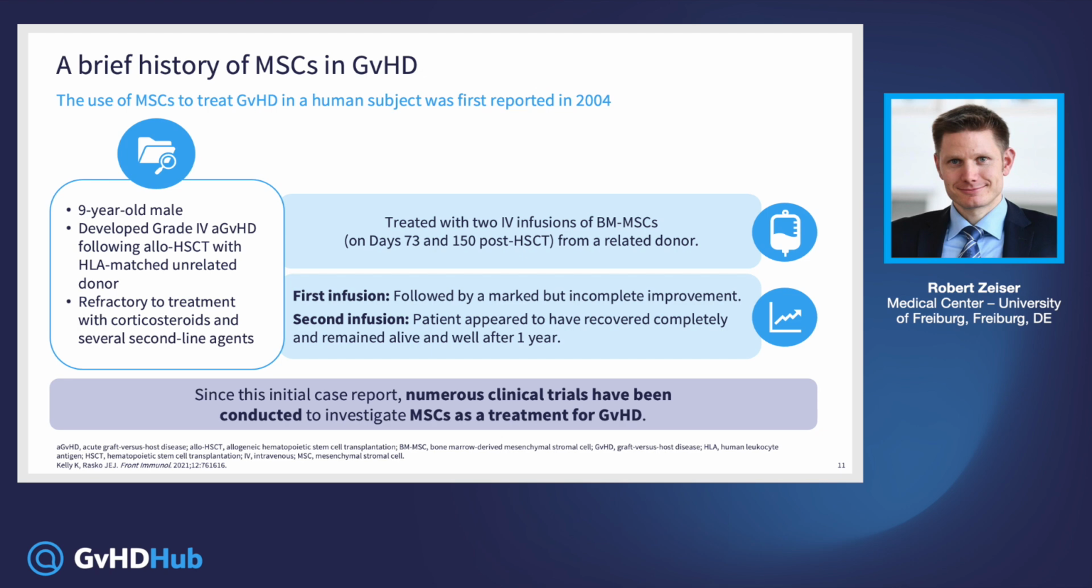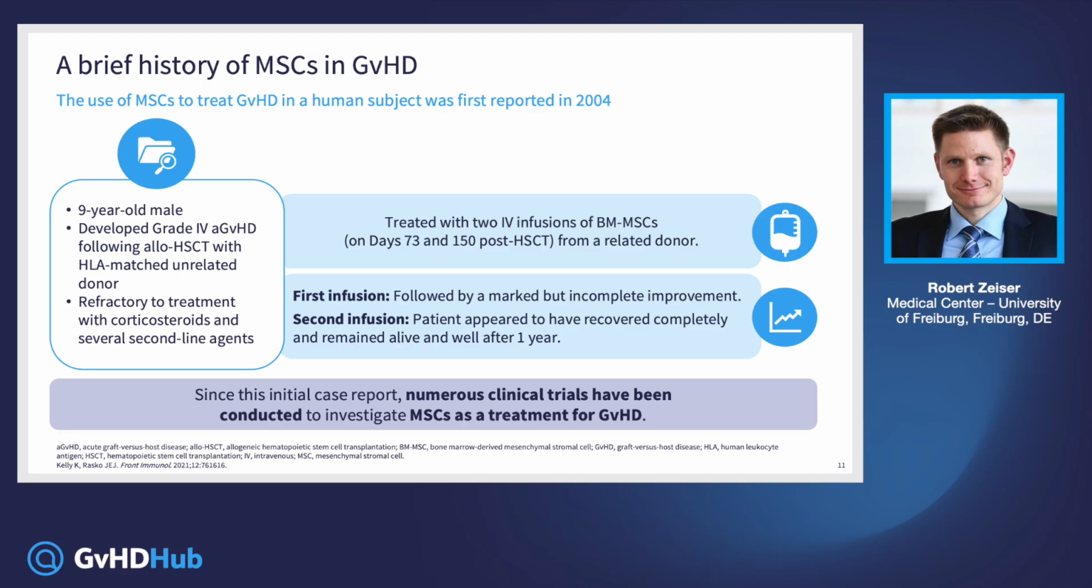This is one case report, one of the first cases actually reported by Katharina LeBlanc in 2004. It was a 9-year-old child, and this patient had grade 4 acute GvHD and was refractory to steroids and several other second-line therapies, and was then treated as an individual treatment approach with bone marrow-derived MSCs from the related donor. The first infusion already improved the condition of the patient, GvHD improved, but after the second infusion, the patient achieved a complete recovery and complete remission of the acute GvHD.